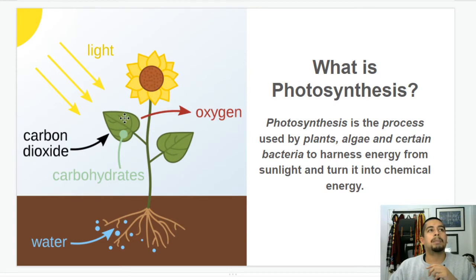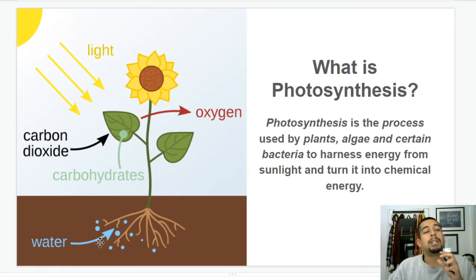And you can see here we have a very basic idea for photosynthesis. We have light coming in, as I already mentioned. We have carbon dioxide, which is found in the air that you breathe. All of the air that you breathe is not all oxygen. A large part of it is actually carbon dioxide. And then you also have carbohydrates being formed.